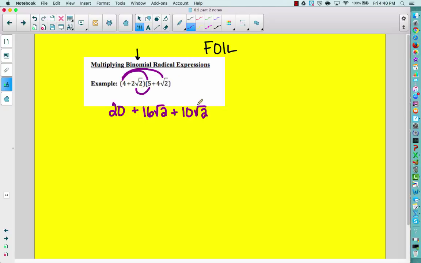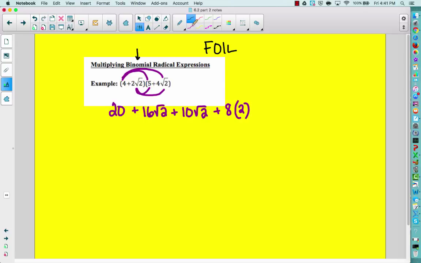All right, then the inner term, so 2 root 2 times 5 is going to give me 10 root 2. And then 2 root 2 times 4 root 2. All right, so you got to do 2 times 4, which is 8. And then you have to do root 2 times root 2, which is root 4, which is 2. And you have to multiply those two together.